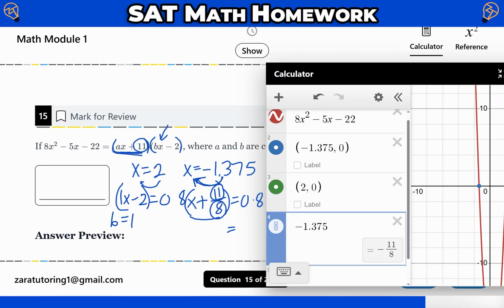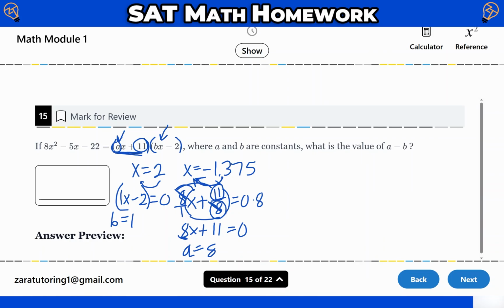Now 0 times anything gives you 0. Distributing the 8 gives you 8x. Plus, notice when I distribute here, the 8 is going to cancel with this 8, which is what we wanted, and we get 8x plus 11. So now we can see that a is going to be 8, and the goal all along was to find a minus b. Well, we found a is 8, b is 1, so a minus b, or 8 minus 1, is going to give you an answer of 7.